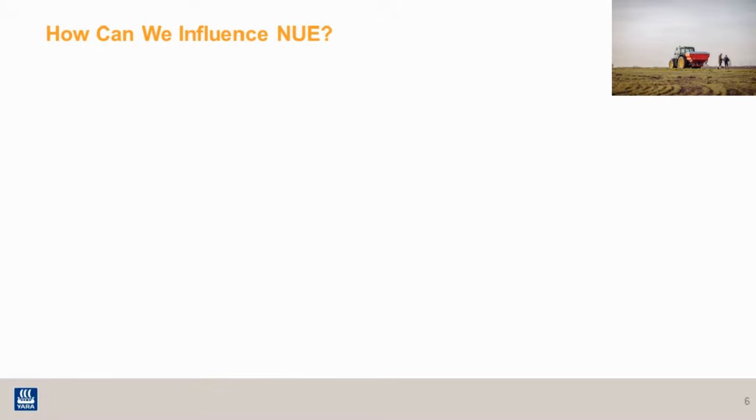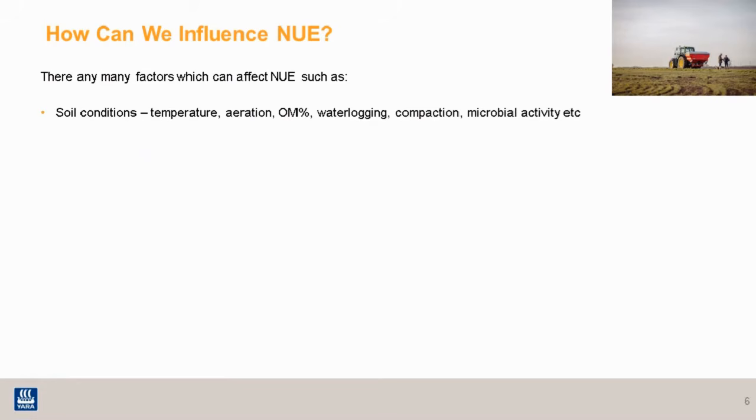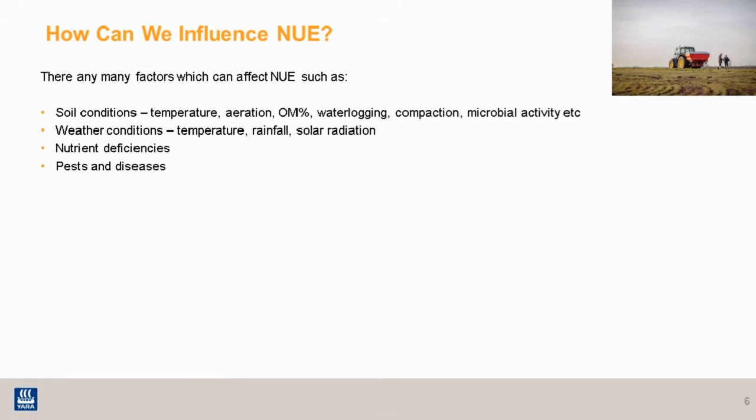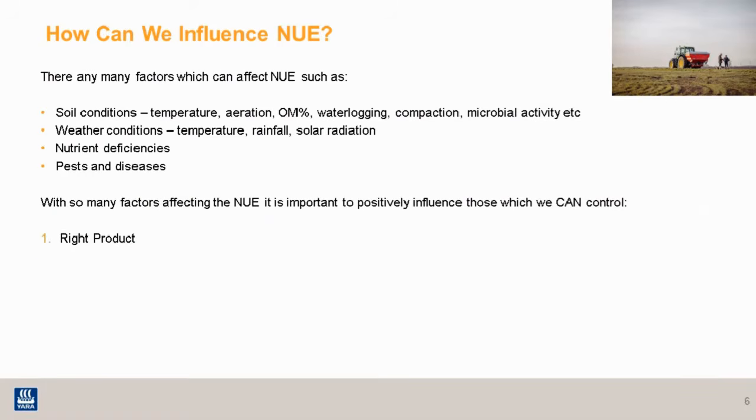So how can we influence nitrogen use efficiency? Unfortunately, there's lots of different things that do affect nitrogen use efficiency. There's just some there. So we've got the soil conditions, temperature, aeration, organic matter, etc. Weather conditions as well, which of course we can't really control. And also nutrient deficiencies, and we've also got pests and diseases in there. So lots of different factors can influence the nitrogen use efficiency.